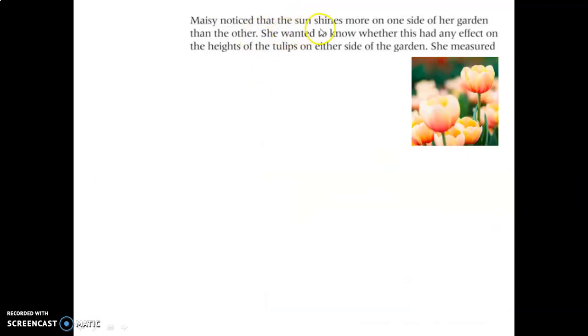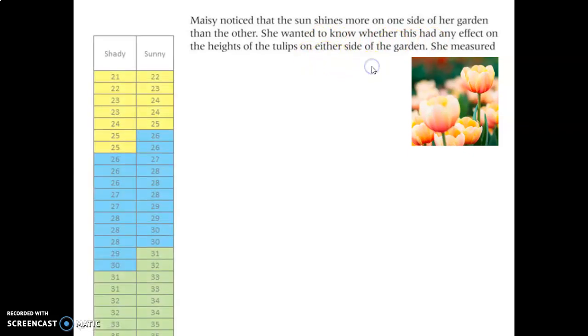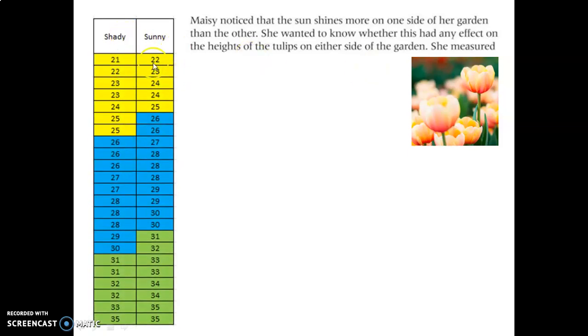Maisie noticed that the sun shines more on one side of her garden than on the other. She wanted to know whether this had any effect on the heights of the tulips on either side of the garden. So let's say she measured things and she got this data here. On the shady side of her garden, here were the heights of tulips, and on the sunny side of her garden, here were the heights of tulips.